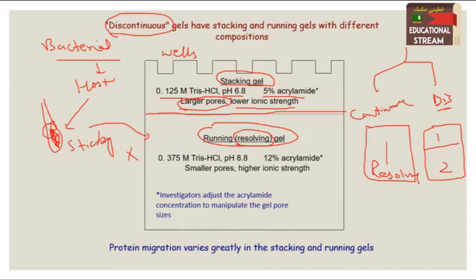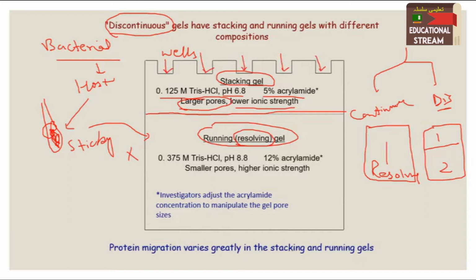So we prepare the discontinuous gel mostly when we deal with the protein that we purify from bacteria, and we run the sample in these wells. We provide the electric current, and for providing the different kind of electric current is provided.